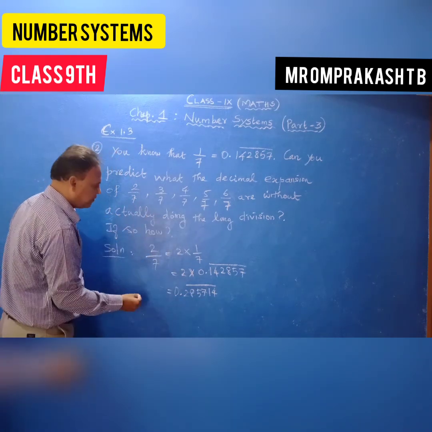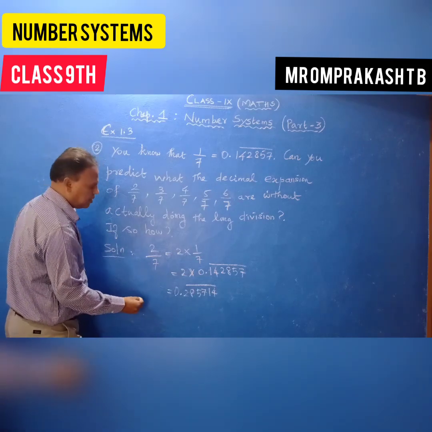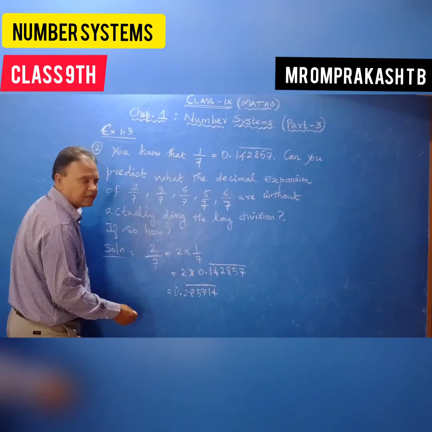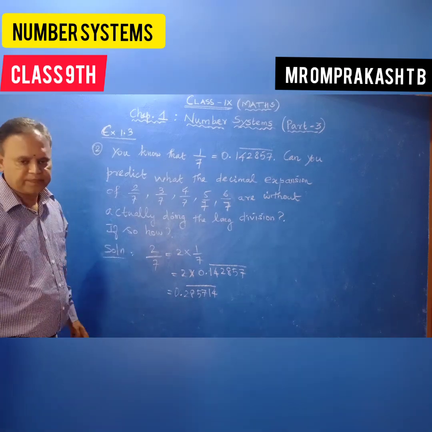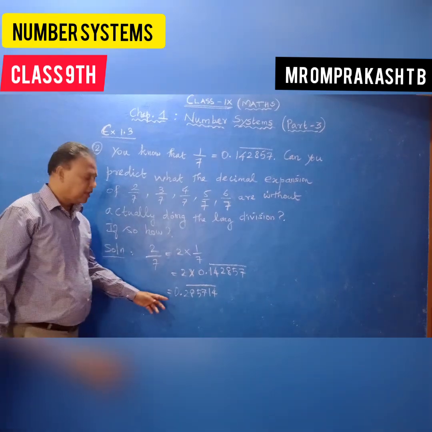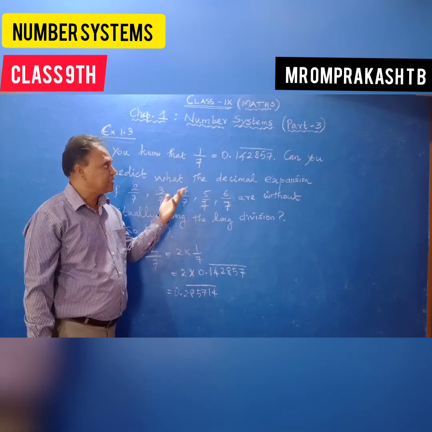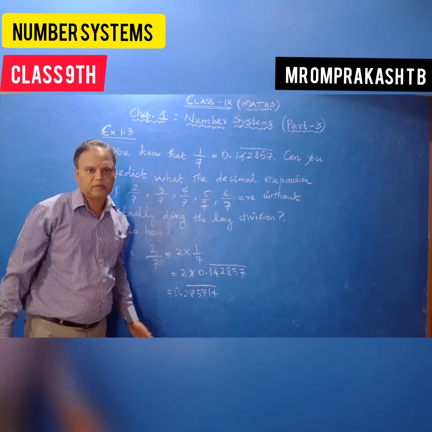Same way 3 by 7 means 3 multiply. That's all. 3 by 7 means 3 multiply. Clear? You can do easily. Okay. Remaining problem we will see in the next part. Clear? That's all. Next.